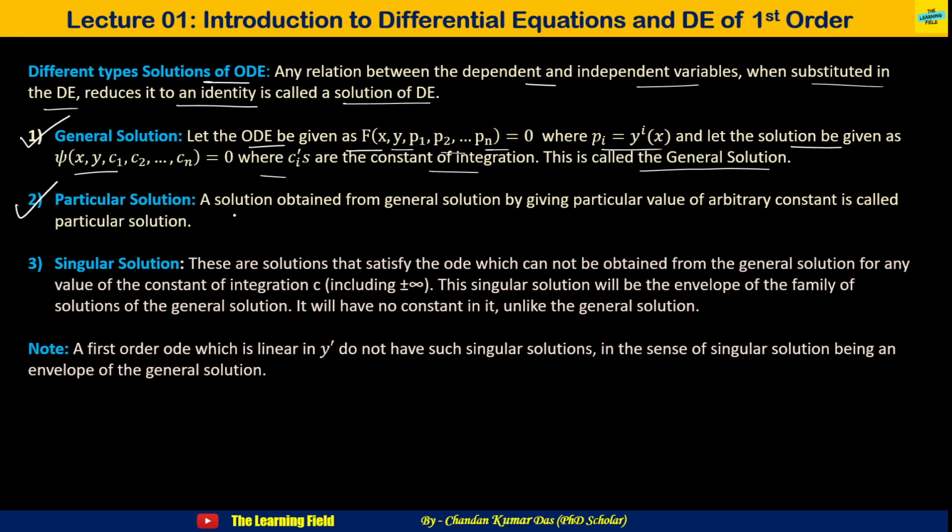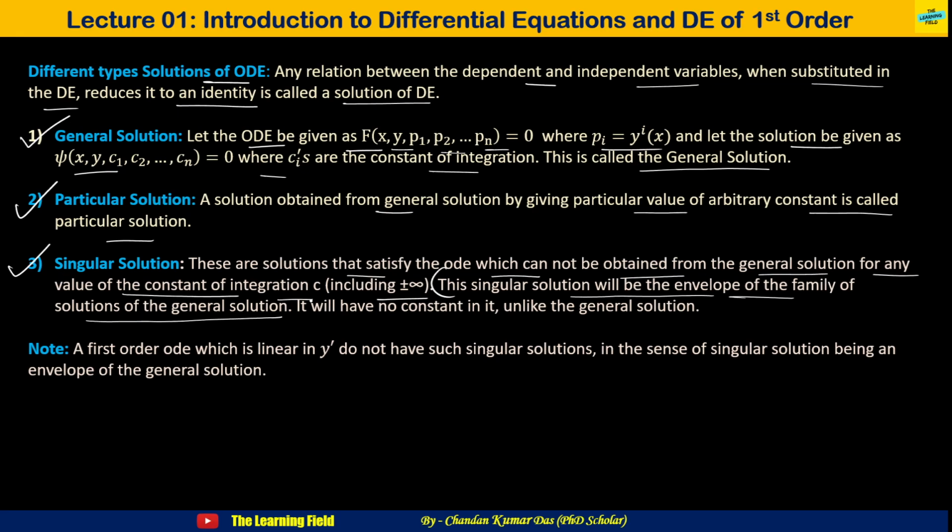What is the particular solution? The solution obtained from the general solution by giving a particular value to the arbitrary constant is called the particular solution. What is the singular solution? These are solutions that satisfy the ODE but cannot be obtained from the general solution for any value of the constant of integration c, including plus or minus infinity. This singular solution will be the envelope of the family of solutions of the general solution.